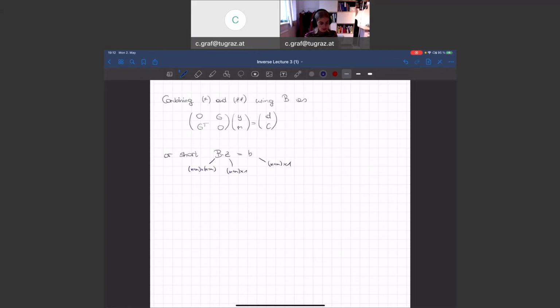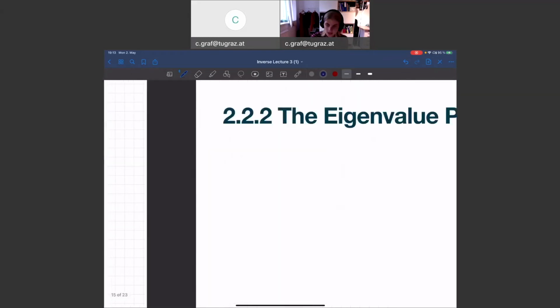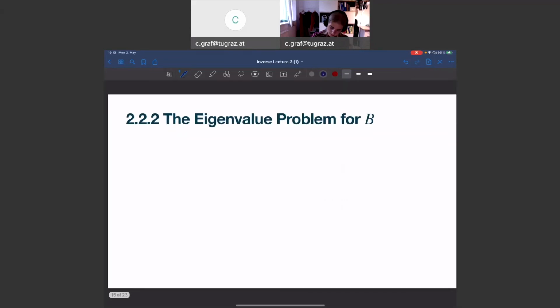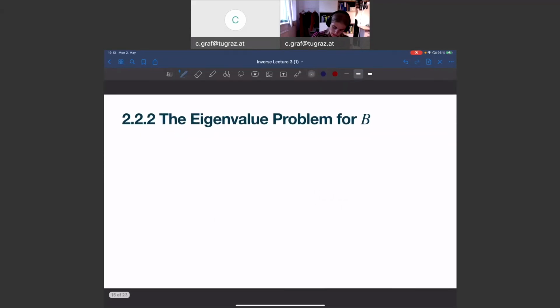So we have found an inverse problem using a square matrix. Now we can apply the eigenvalue problem to this square matrix, where we originally wanted to solve an inverse problem using a non-square matrix. What we do next is we discuss the eigenvalue problem for the square matrix B, which we can.